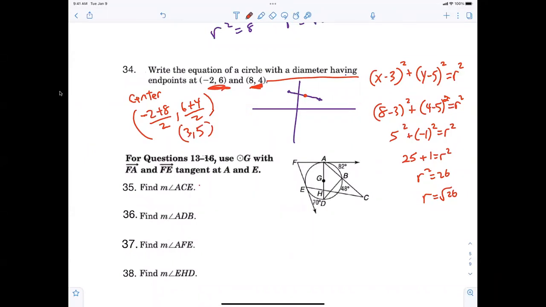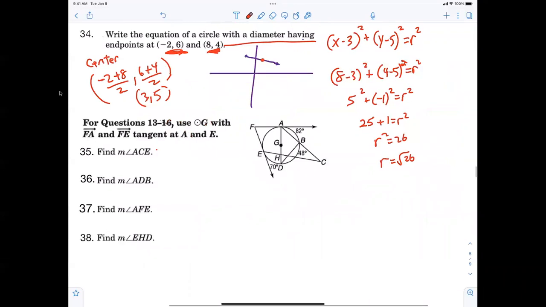Anybody have any questions? So the equation then would just be (x - 3) squared plus (y - 5) squared equals 26. Okay.